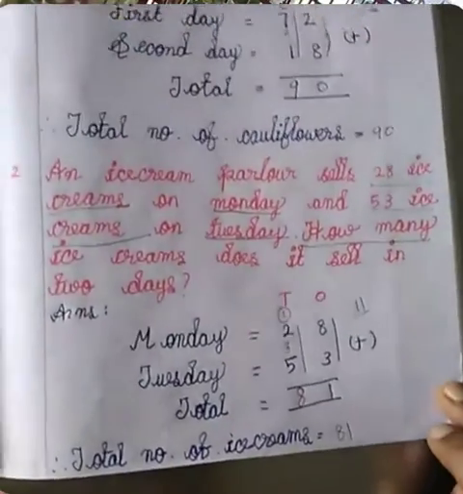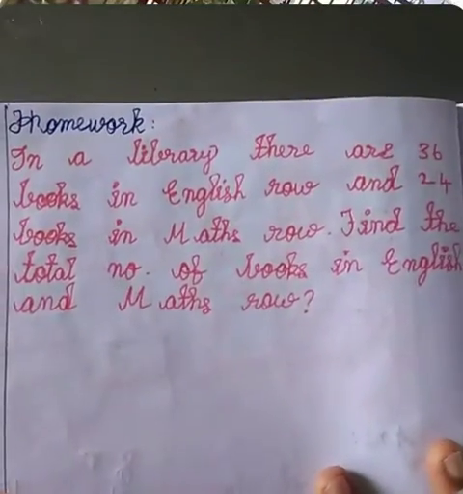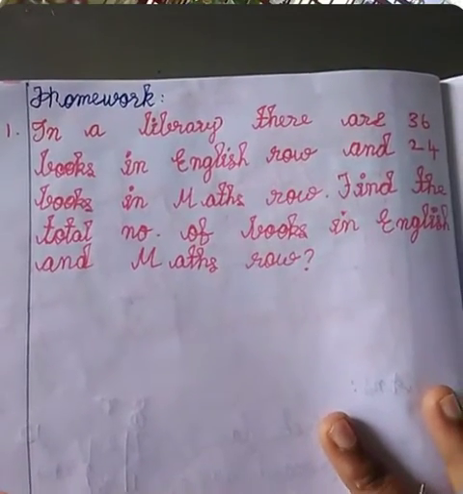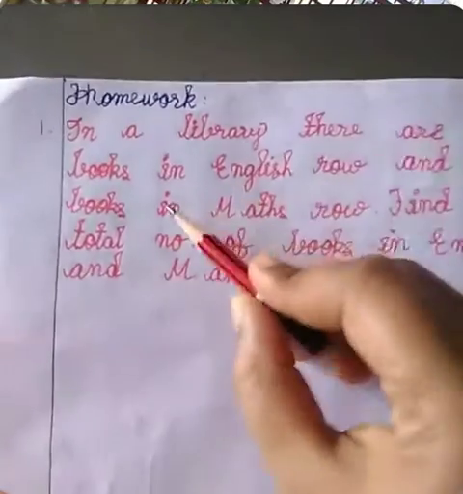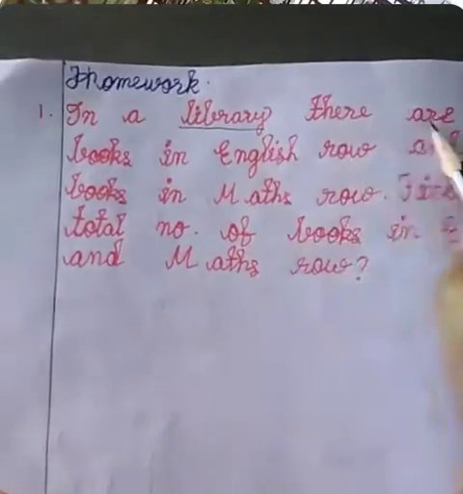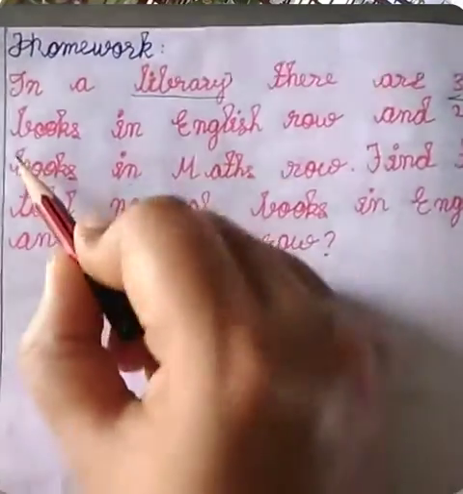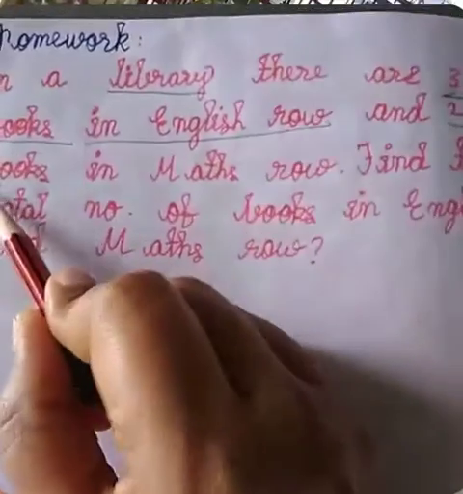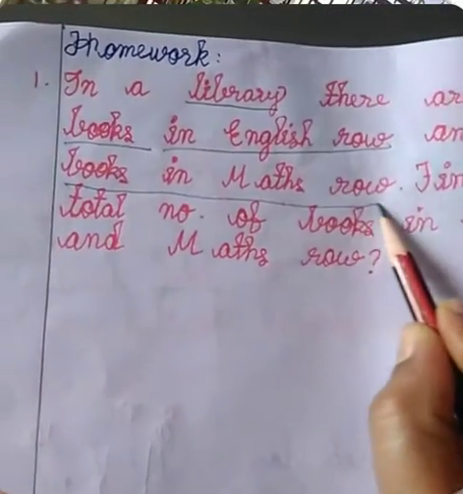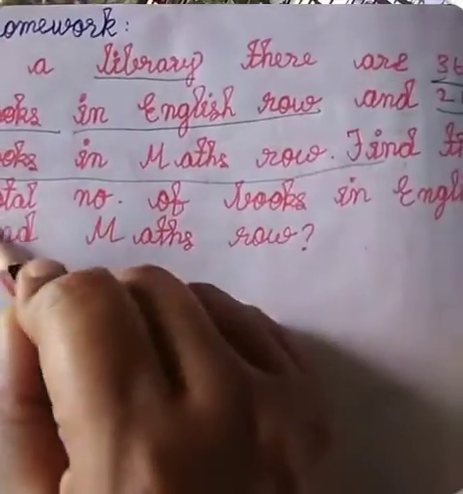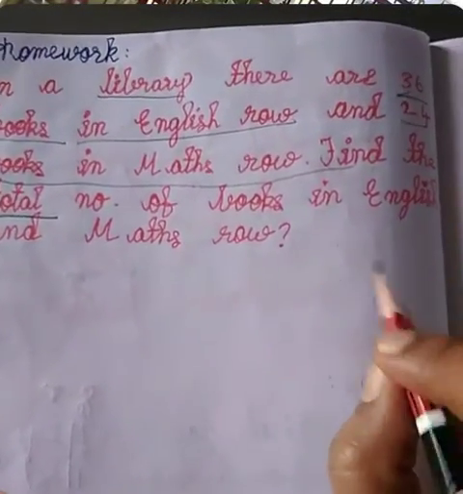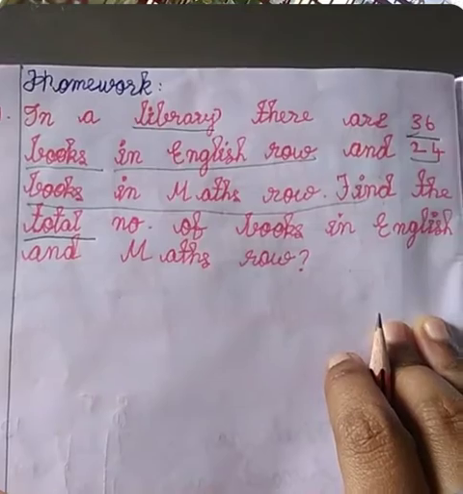I will teach you two sums. Next I will give you homework. Today's homework is to do a story sum. I will give you one story sum. See the question. In a library there are 36 books in the English row and 24 books in the Maths row. Find the total number of books in the English and Maths rows. You have to find how many books are there in the English and Maths rows.